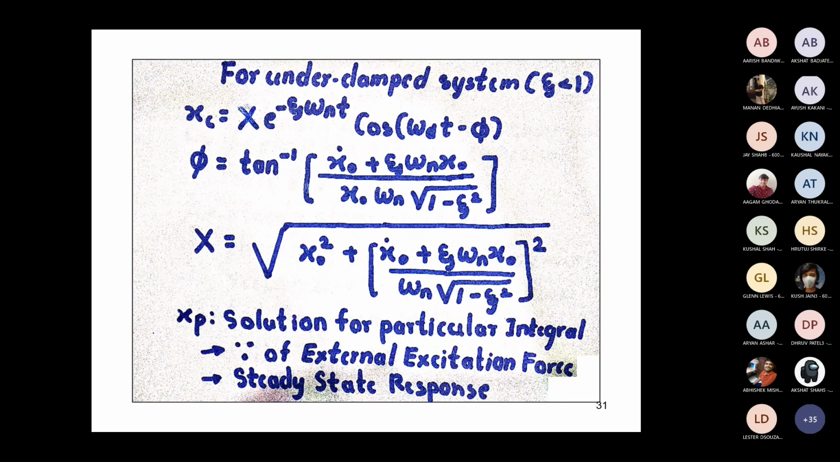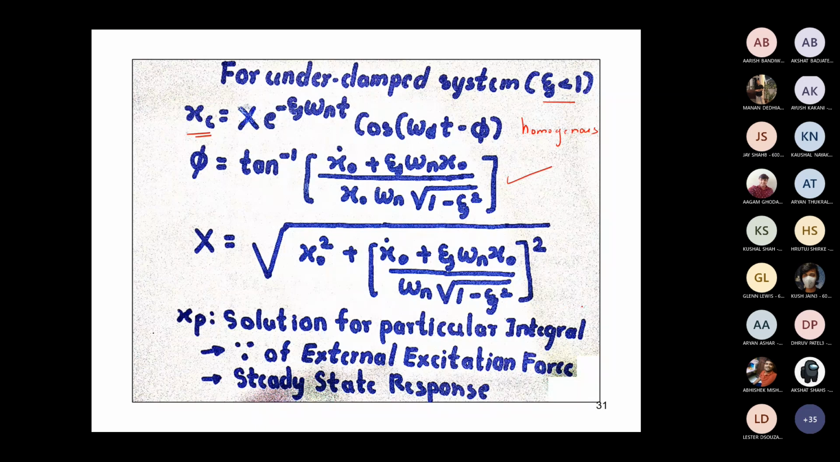Alright, so for the underdamped case, that is for zeta less than 1, we get a complementary solution, that is the homogeneous part. We have already derived a solution for that in the earlier section, so I am using the same thing. So x_c, the complementary part, is X e raised to minus zeta omega_n t cos(omega_d t minus phi), and phi is this value. The amplitude X is square root of x0 squared plus (x0 dot plus zeta omega_n x0) divided by omega_n square root of 1 minus zeta squared, all squared.